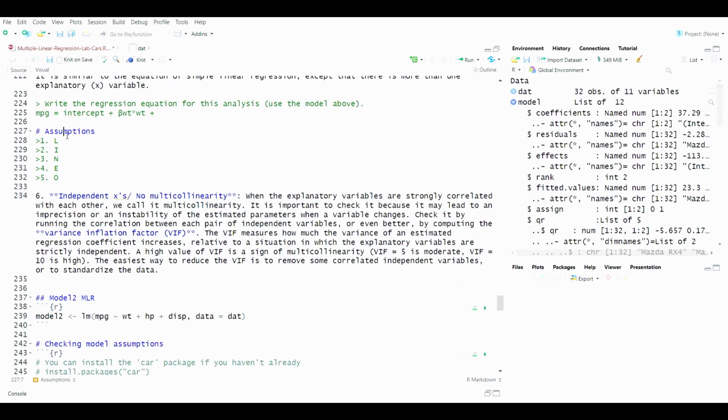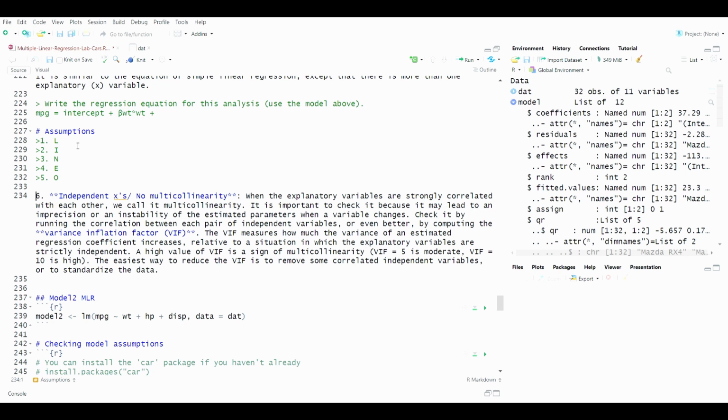Then we'll scroll down, pause the video so you can finish writing that equation, and then when you're ready, scroll down to assumptions. And here I've just included the acronym for you to fill in. LINEO. What does that stand for? Remember from above? Linear, independent, normal, residuals, equality of variances, and outliers not with strong influence.